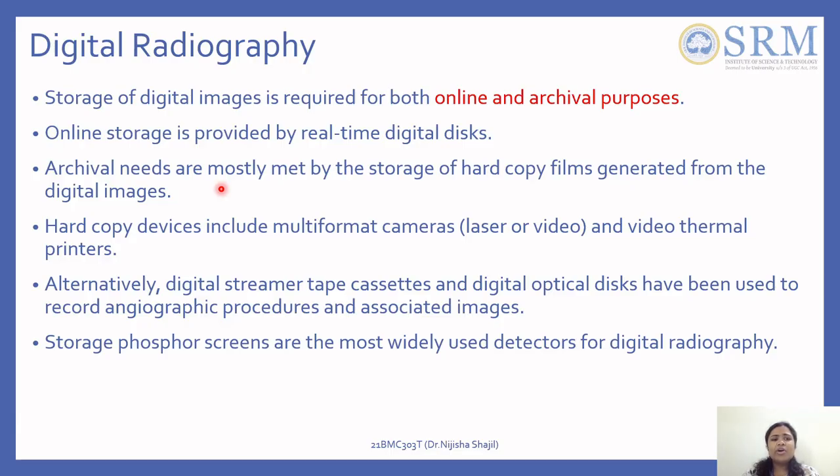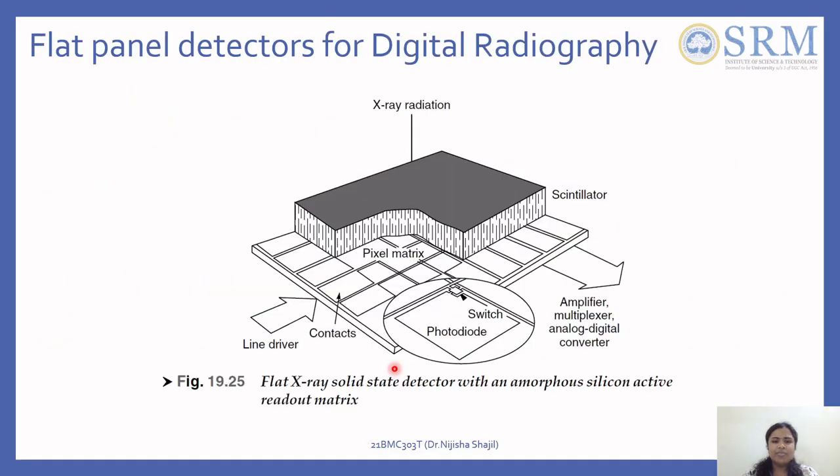When we talk about digital radiography, for printing and all, we usually go for a phosphorus screen, which is used as a detector for digital radiography. The reason is that in real time, I have to detect it, digitize it, and save it into the computer. Nowadays, we use a more complex one, the flat panel detectors, which are used for digital radiography. So this is how it exists.